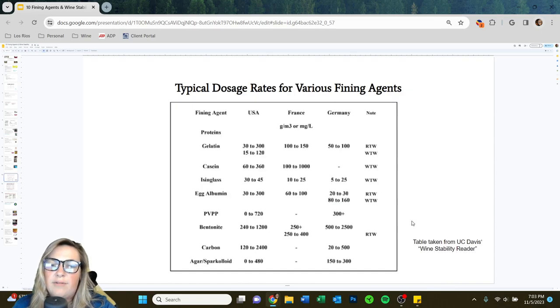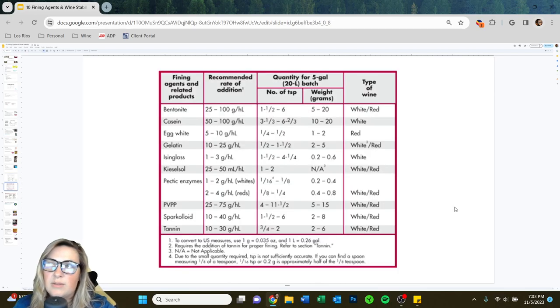This chart was taken from the UC Davis Wine Stability Reader, which was a textbook that was given to you when I was at Davis. We also have a much nicer chart here, which will actually lay out the type of wine. And it'll also give you the quantity for a 5-gallon batch. So those of you that have 5-gallon carboys at home, it'll tell you the teaspoons, but also the weight in grams. So it makes it very, very easy and very user-friendly.